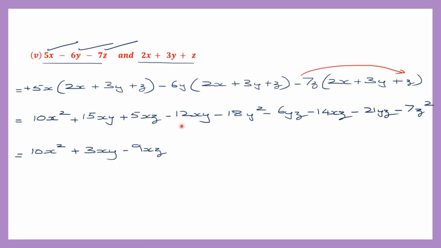So let's go to the next one. xy we finished. Let's look at y square. Do we have another y square? We don't have. So that is minus 18y square. We leave it as it is. Now let's look at the next one. We have a yz here. Do we have another yz? Yes, we have.